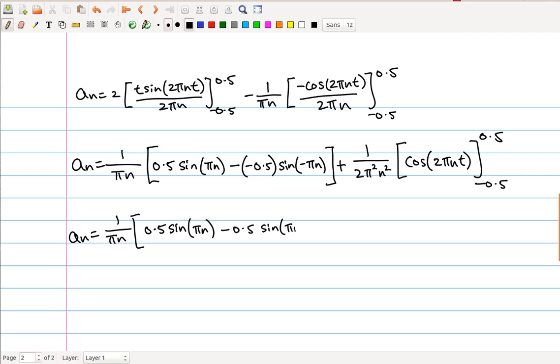Sine pi n. So you can also say this, but this part will equal 0 anyway. Now let's finish this off. Upper limit minus lower limit, substituting the upper limit inside. So we have cos of pi n, upper limit minus lower limit, leaving us with that. Okay, good. Let's keep going.